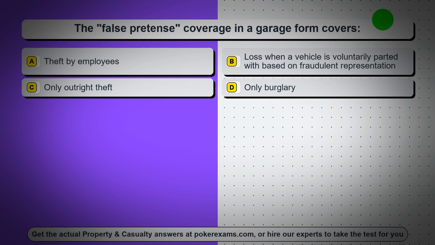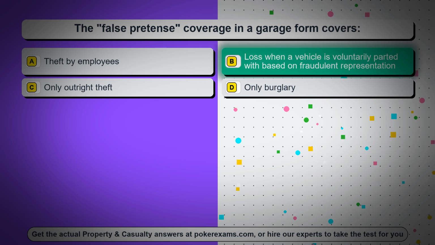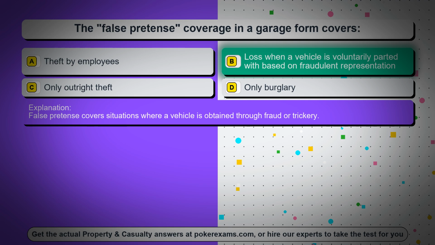Question 30. The false pretense coverage in a garage form covers: Option A. Theft by employees. Option B. Loss when a vehicle is voluntarily parted with based on fraudulent representation. Option C. Only outright theft. Option D. Only burglary. The correct answer is option B. Loss when a vehicle is voluntarily parted with based on fraudulent representation. False pretense covers situations where a vehicle is obtained through fraud or trickery.